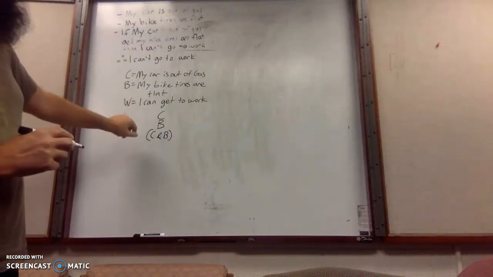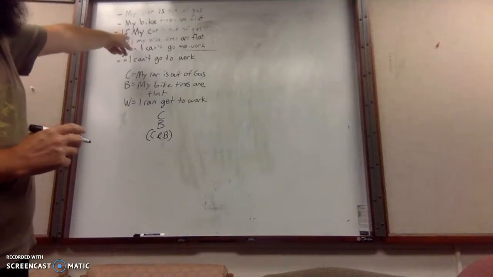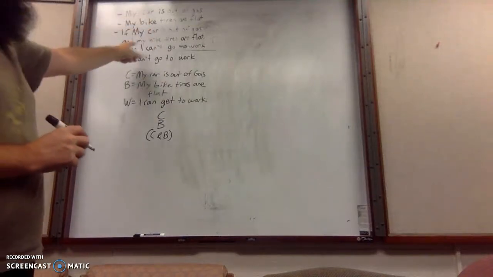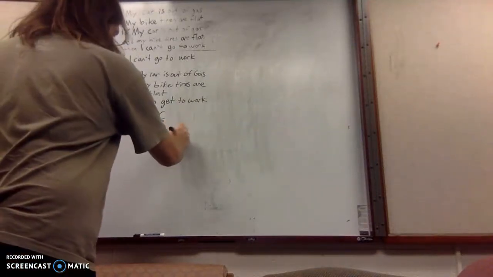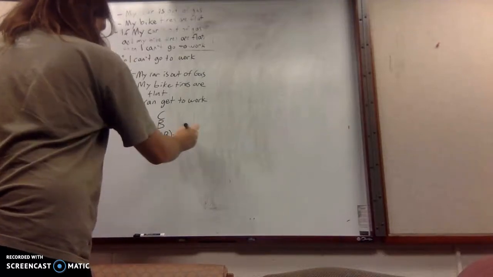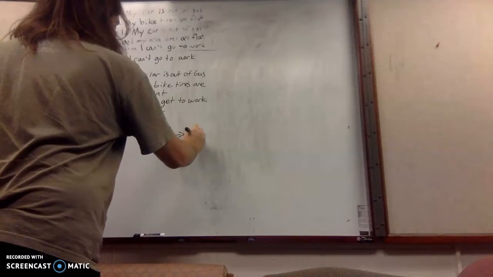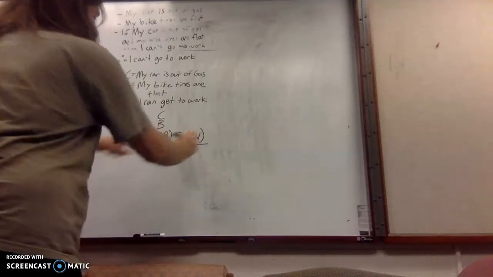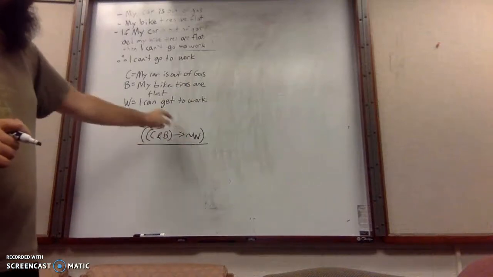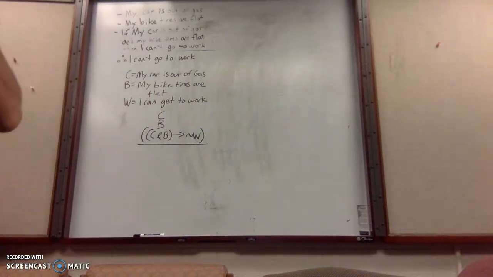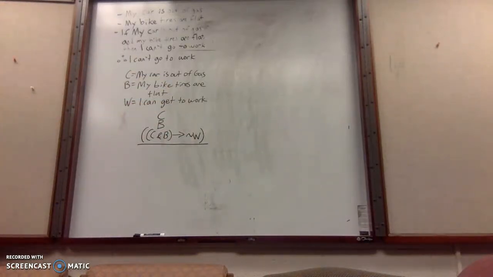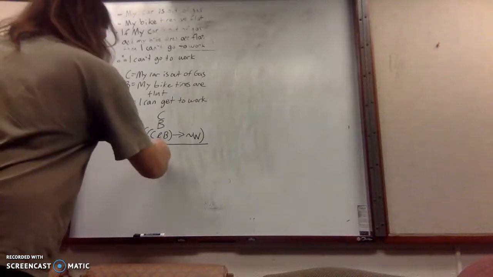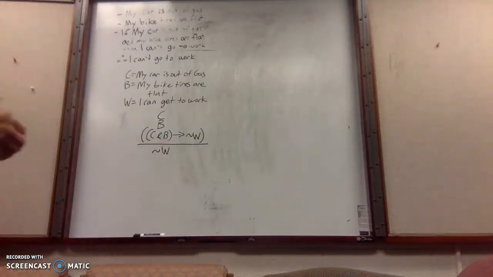But it's not only a conjunction, there's also a conditional in here. It says if my car is out of gas and my tires are flat, then I cannot go to work. So we add the conditional sign and we say negation W, or I cannot go to work. You put the negation here because W is I can get to work, so not W would be the negation of W, I cannot get to work. So then what's the conclusion? It's negation W.